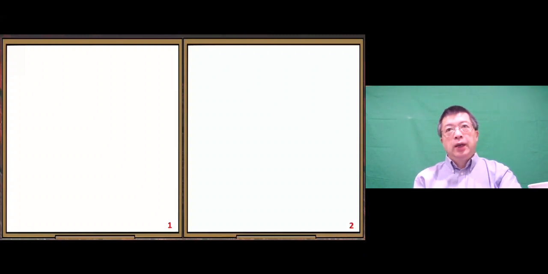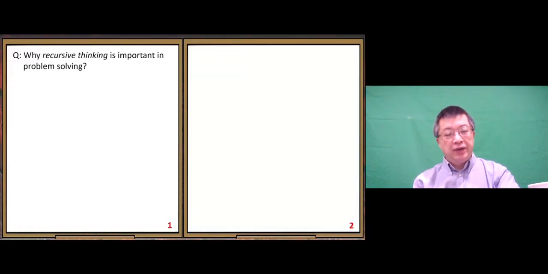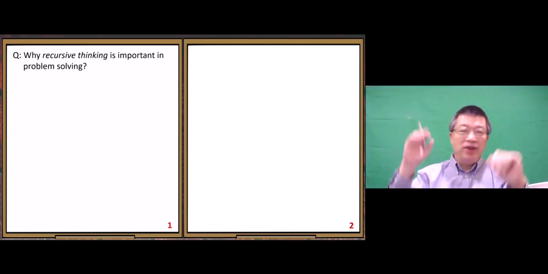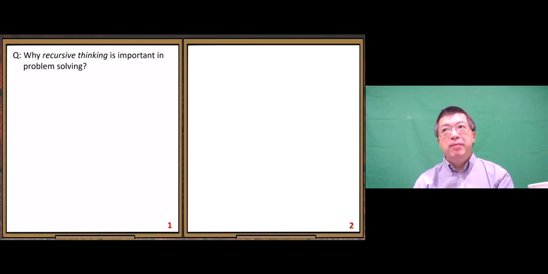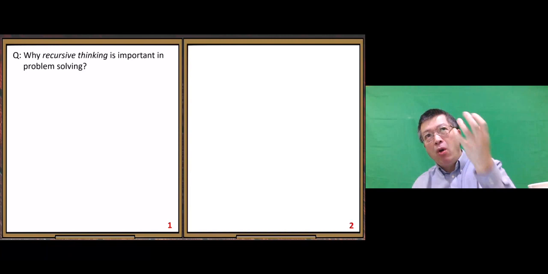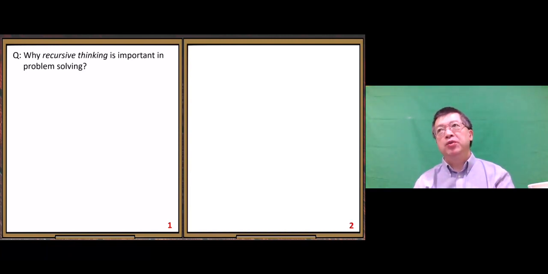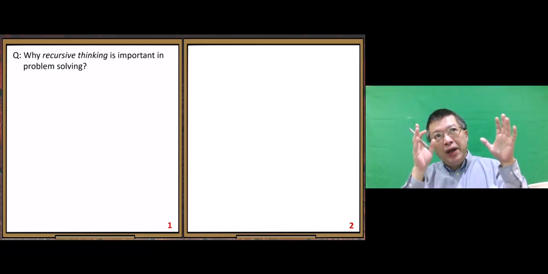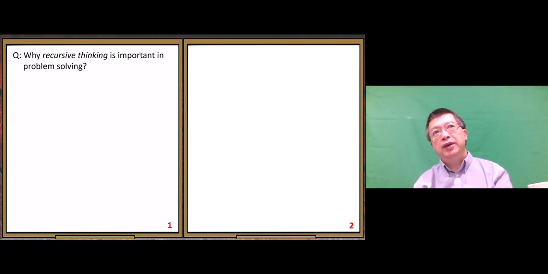All right. First, we would like to see this question: why is recursive thinking important in problem solving? In problem solving, we use many different ways. There is one big important way. It is the recursive way. So first, let's look at why it is important and what is the problem.